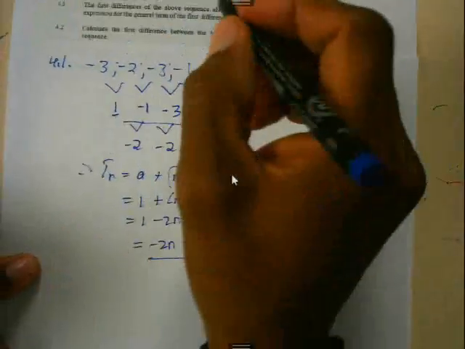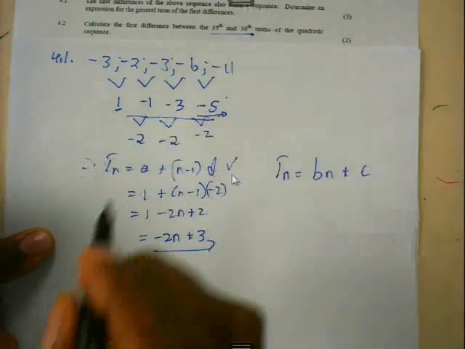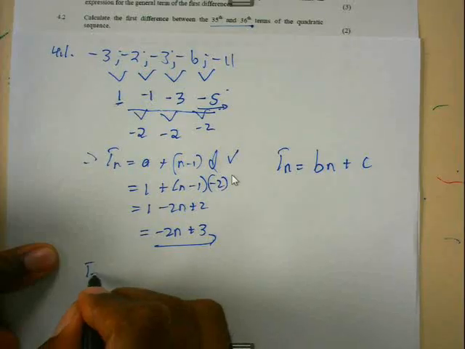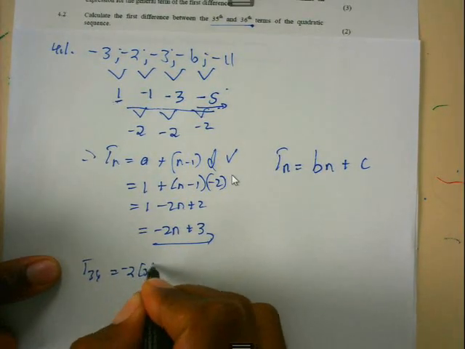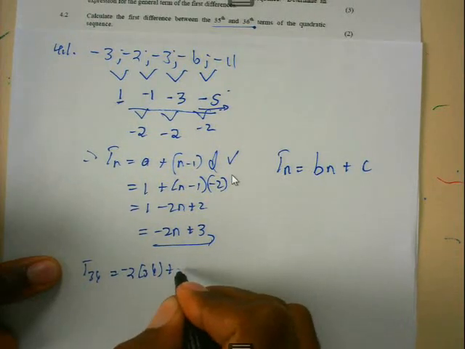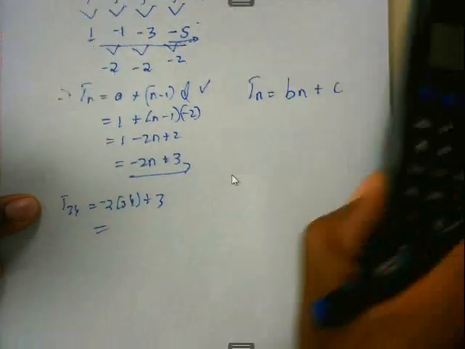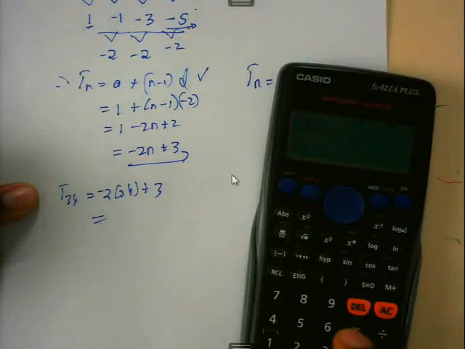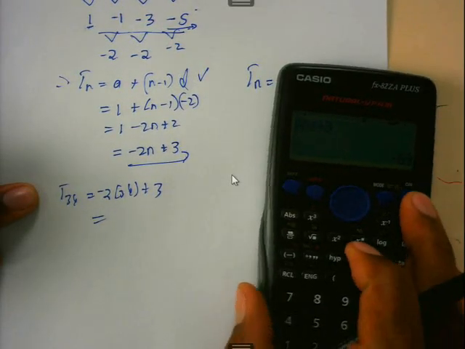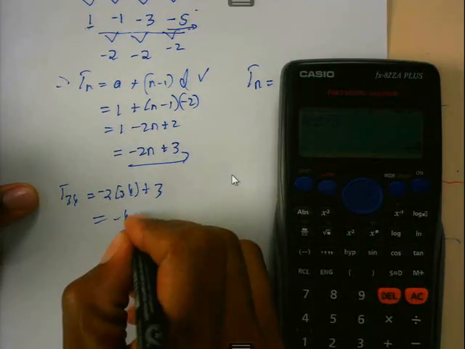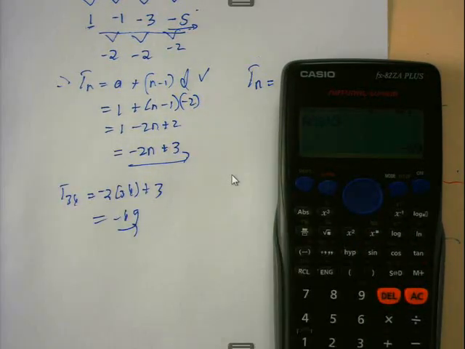To determine the difference between the two terms, you only use T36, which is equal to -2 multiplied by 36, plus 3. Then you have -2 times 36 and then plus 3. Then you will have -69. That will be the answer.